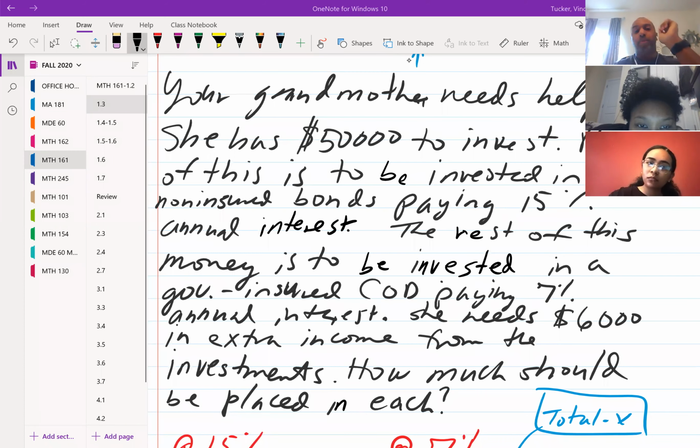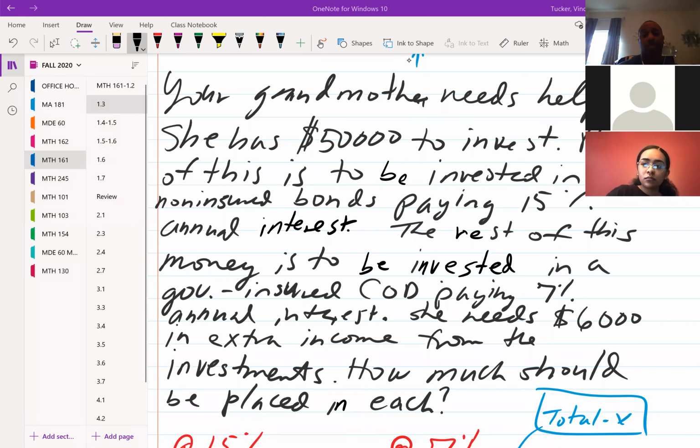So let's look at how we'll set this problem up. Remember, we talked about last class how when dealing with word problems, your setup is going to be one of the most challenging parts. Once you have the equation set up, most people are good to go after that. So we have a grandmother who needs help. She has $50,000 in total to invest, and she wants to invest it in two different types of accounts. One is non-insured bonds paying 15% annual interest, and the rest she wants to put in a government insured CD paying 7% annual interest, and she needs $6,000 in extra income by making these investments. So how much should be placed in each?